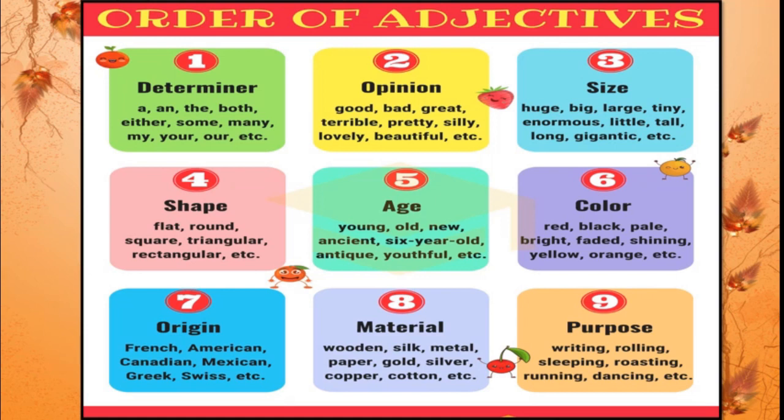Like that for opinion, we say good boy, bad boy, it's great work, it's a terrible one, correct? And for the color we use the color names, correct? And about the purpose, writing purpose, rolling purpose, sleeping purpose, coffee purpose, all that. These words we use as adjectives to express our feelings. Isn't it?